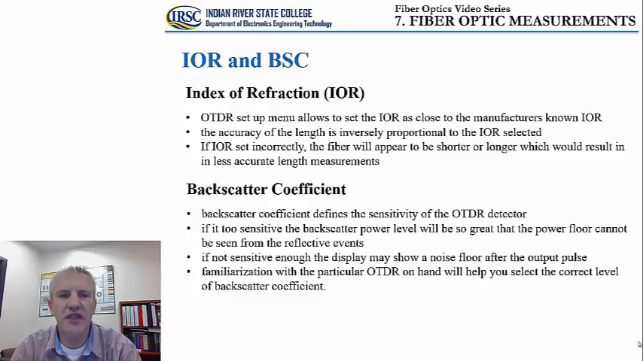Another important parameter is the so-called backscatter coefficient. Here we are talking about a parameter that defines the sensitivity of the detector in the OTDR that is going to capture reflections coming back from the optical fiber under the test. If this coefficient is adjusted to increase the sensitivity of the OTDR, in other words, if too sensitive, the backscatter power level will be so great that the power floor cannot be seen from the reflective events. And if not sensitive enough, the display may show a noise floor after the output pulse.